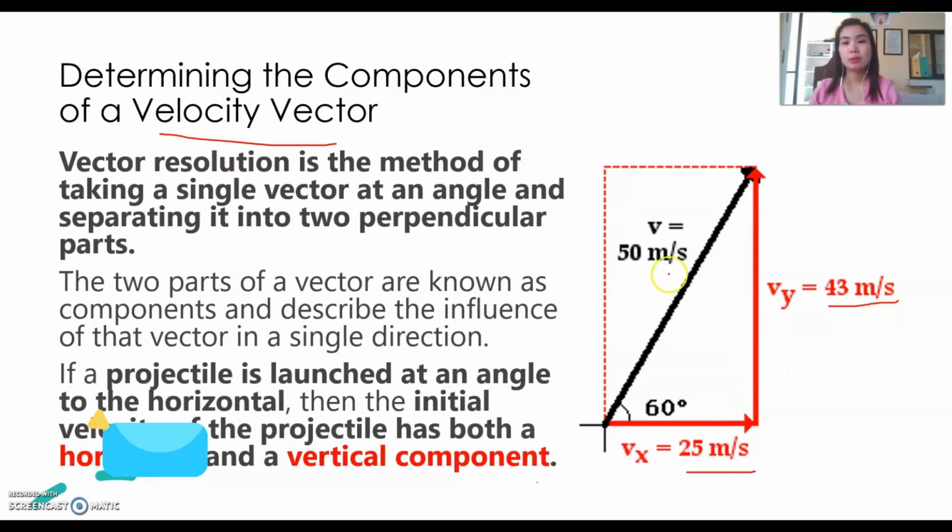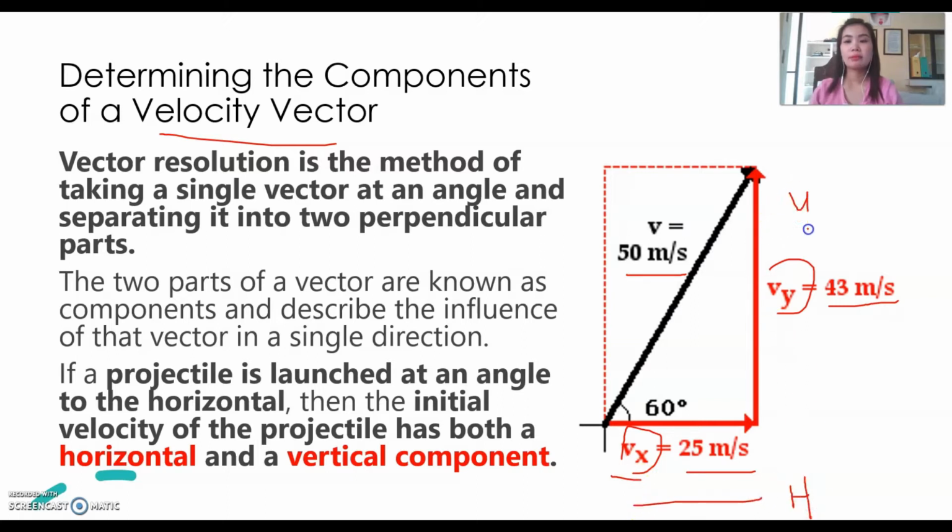And then we also have 50 meters per second, and both of them are quantities of velocity. If you observe, there is Vy, and we also have Vx. Obviously, Vx is in the horizontal direction, and y is the vertical component. So, that is what we will discuss.